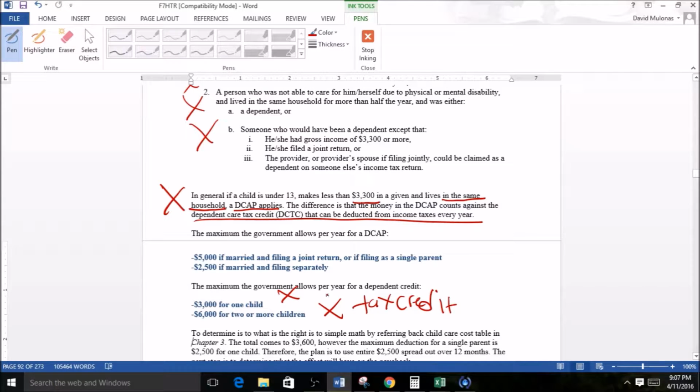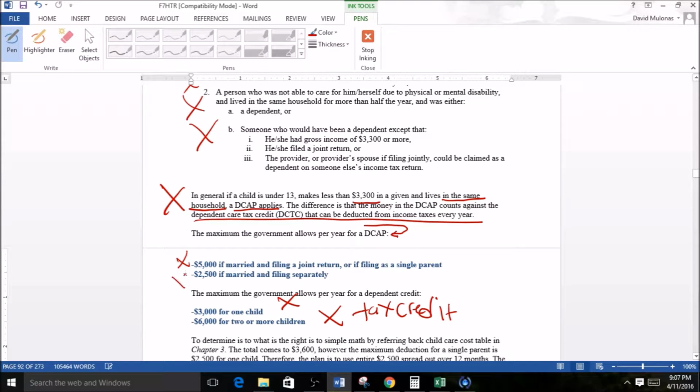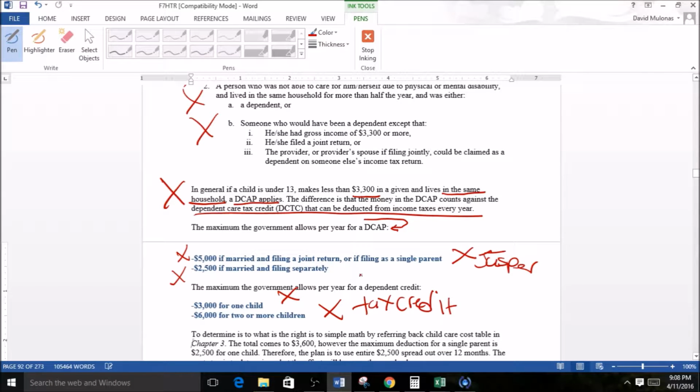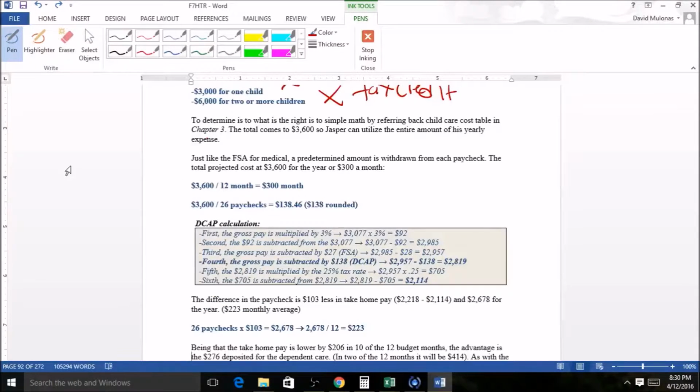So I jumped down a little bit, but we can see right here that the DCAP has parameters as well. And I just checked the IRS, and these numbers are still the same. So you can see right here, you can get up to $5,000 if married and filing joint return or filing as a single parent. Okay, so that's Jasper. And $2,500 if married and filing separately. So we need to figure out how Jasper can take advantage of this DCAP plan.